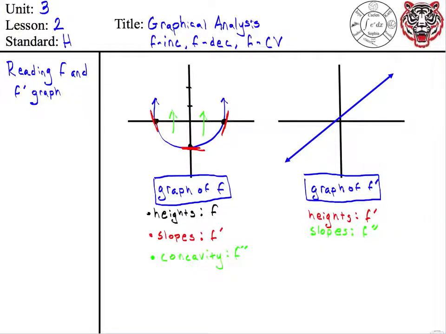What about concavity? That's going to be F triple prime. It's not that it doesn't exist. It exists, but we don't really care about it. F triple prime, we call this a jerk.